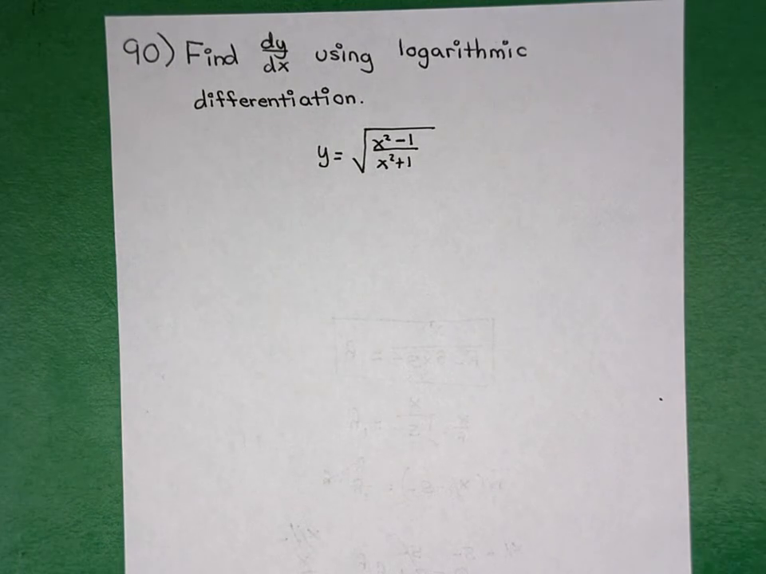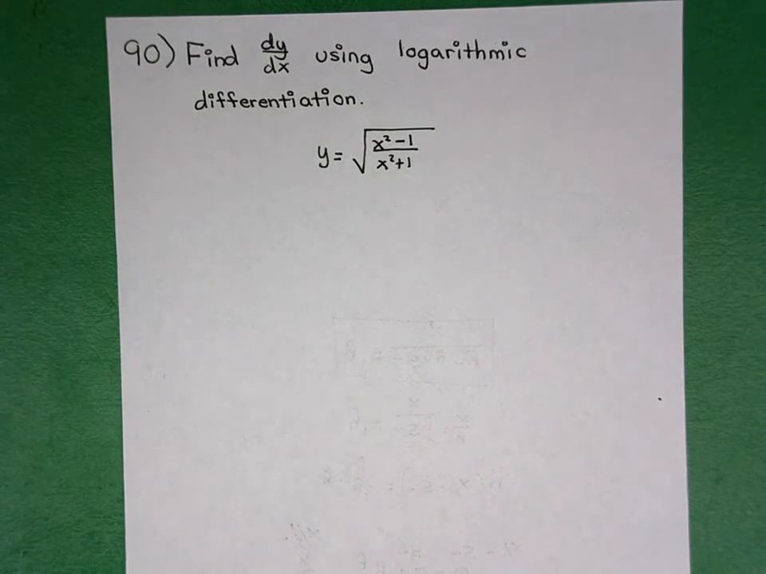Hi there. We talked today in class about using logarithmic differentiation to find dy/dx of a given function. In this case we have y equals the square root of (x squared minus 1) over (x squared plus 1). Using logarithmic differentiation we follow 5 steps. They're all outlined in your notes uploaded on my website.